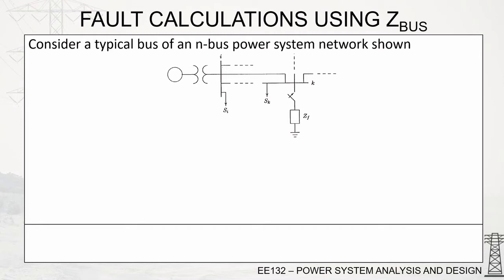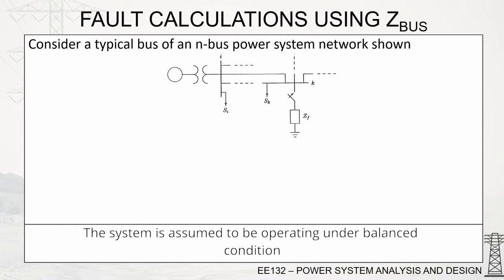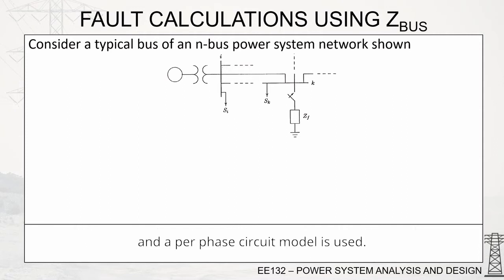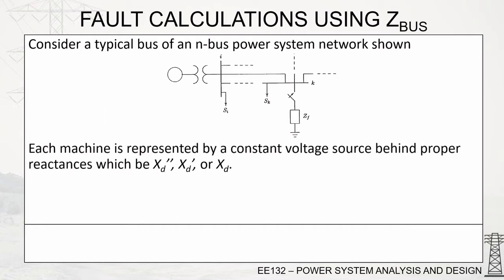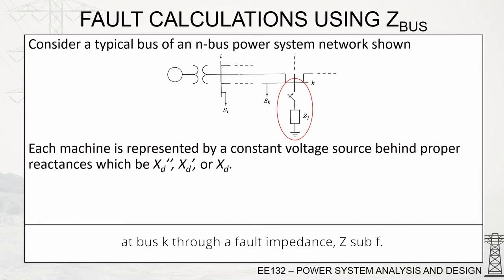Consider a typical bus of an N-bus power system network shown. The system is assumed to be operating under balanced condition and a per-phase circuit model is used. Each machine is represented by a constant voltage source behind proper reactances, which may be X sub D double prime, which is the subtransient reactance, X sub D prime, which is the transient reactance, or X sub D, which is the steady-state reactance. A balanced three-phase fault is to be applied at bus K through a fault impedance Z sub F.